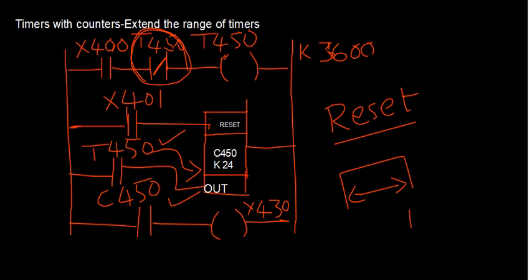Then after the second hour, you would get the second pulse. After the third hour, you would get the third pulse. Like that, when you have a total of 24 pulses generated, which accounts for the delay of 1 day, finally the counter contact, that is C450, will activate to generate the output. So ultimately after a delay of 1 day, your output is activated.